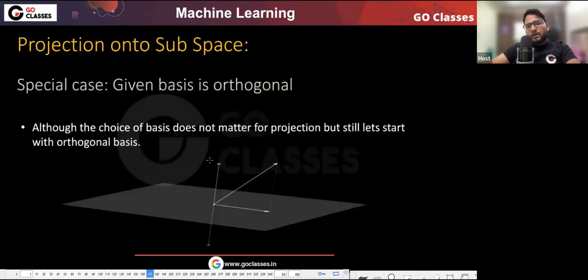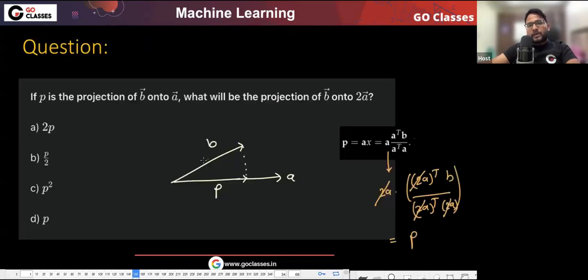For example, here I'm projecting B on A, and then I'm projecting B on 2A. Or if you project B on A by 2, will the projection change? You project on A by 2, project on any multiple of A, the projection won't change. Why is that the case? Because the projection depends on the space, it does not depend on the basis of the space.